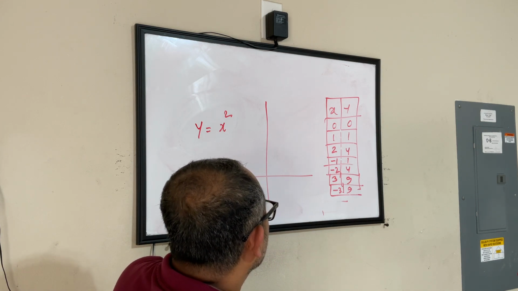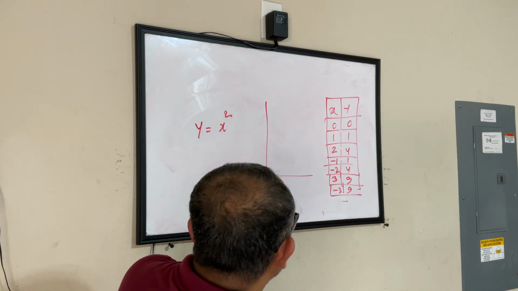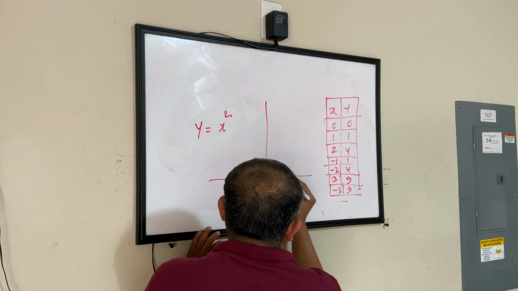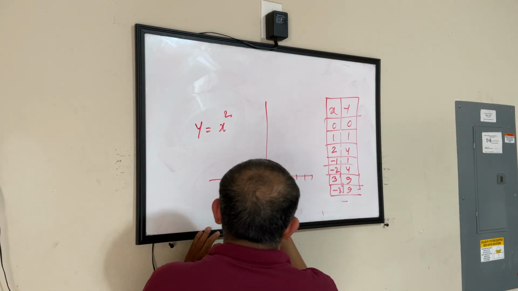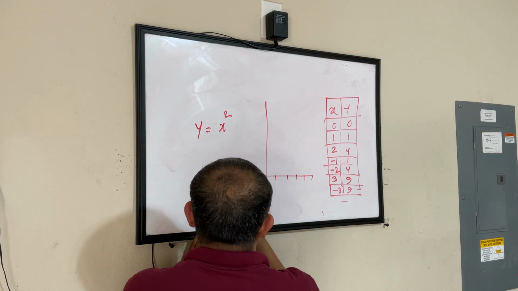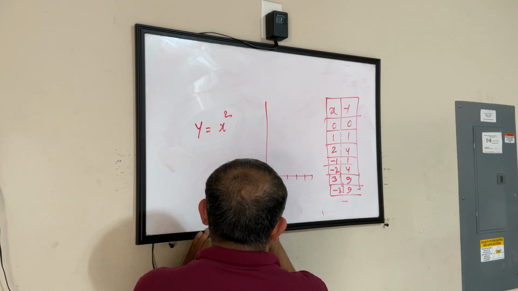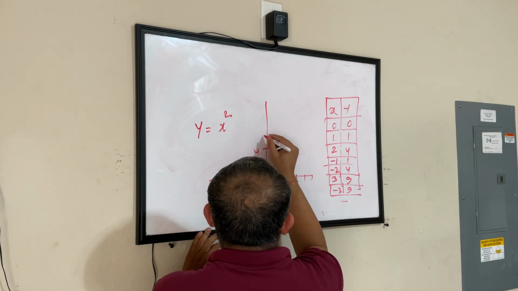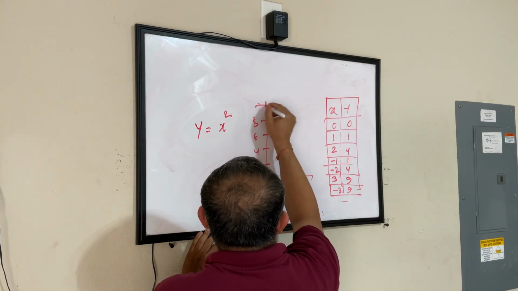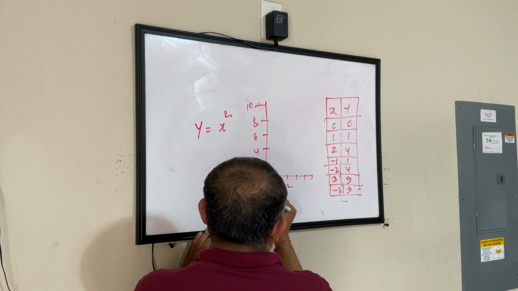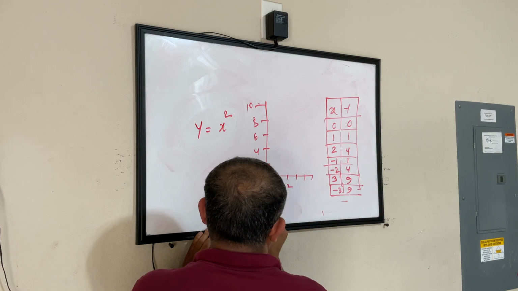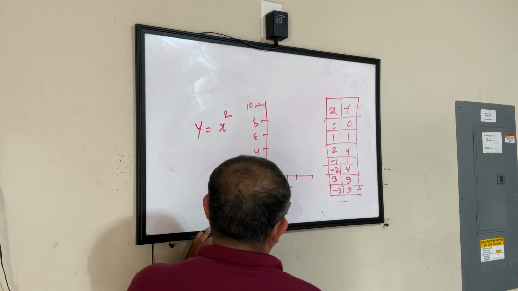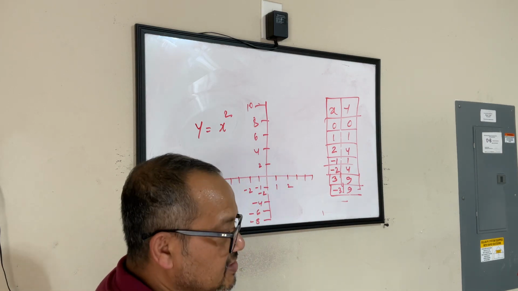And I was saying that no. Let's see if that is the case. 1, 2, 3, 4, 5. Minus 1, minus 2, minus 3, minus 4, minus 5. Here 2, 4, 6, 8, 10. Minus 2, minus 4, minus 6, minus 8. Okay. Now let's see what happens.